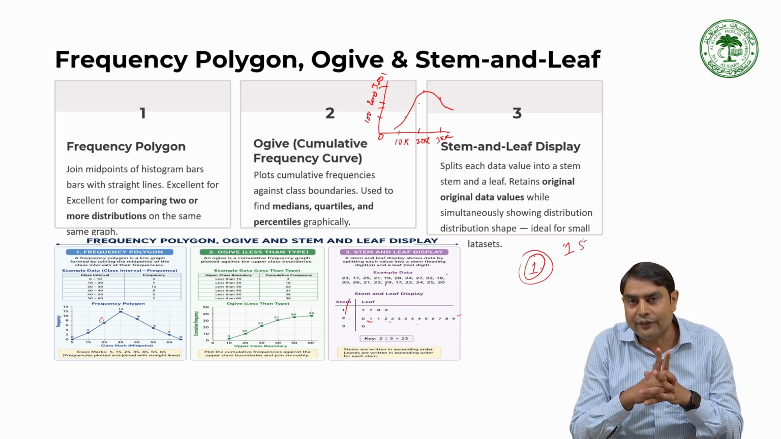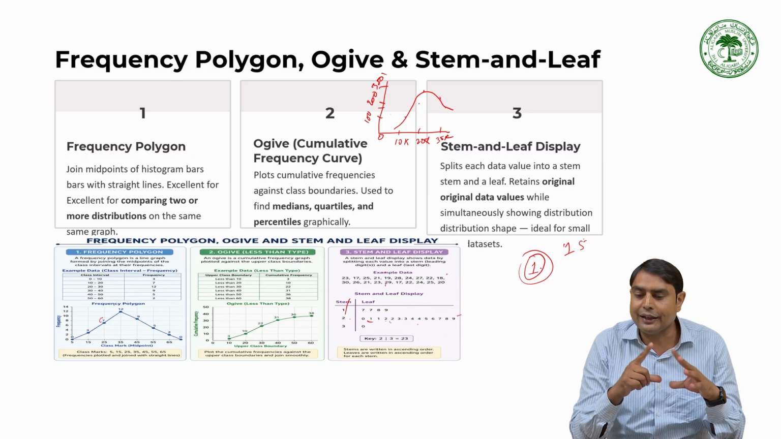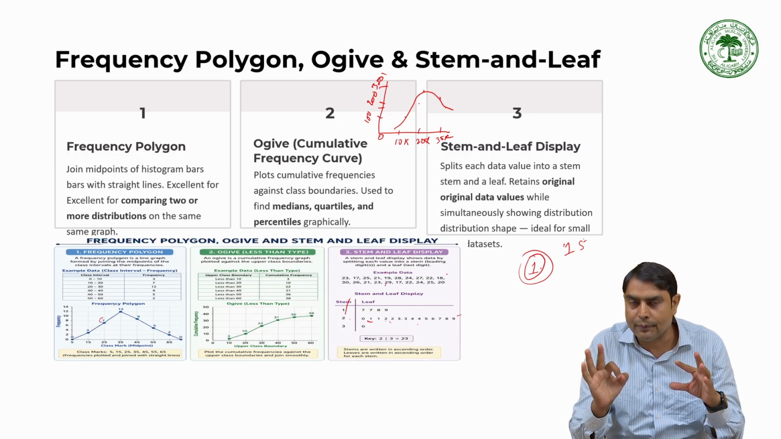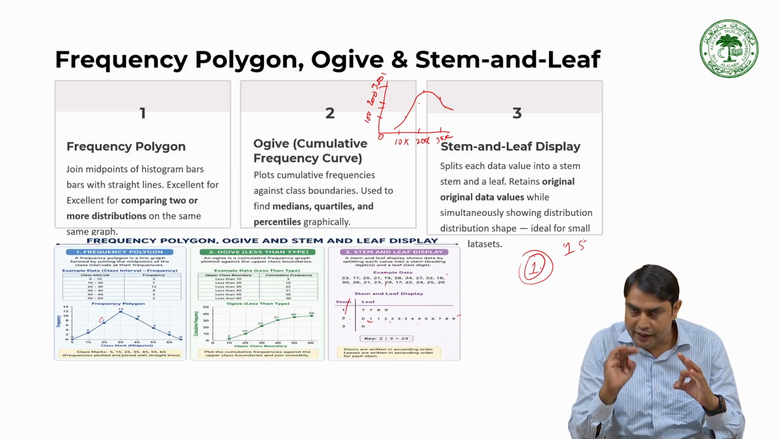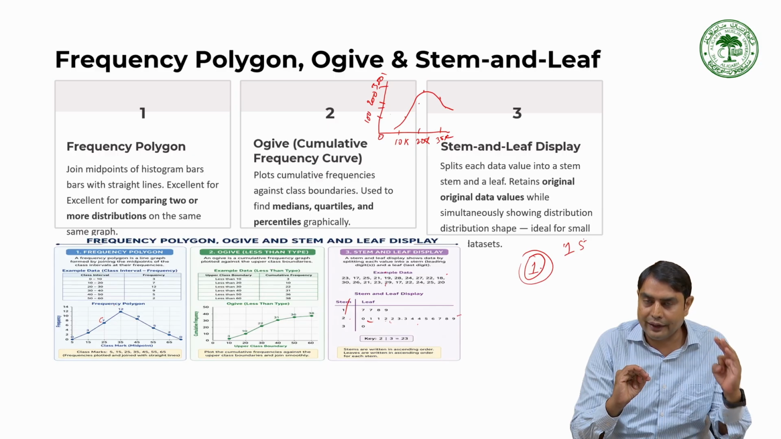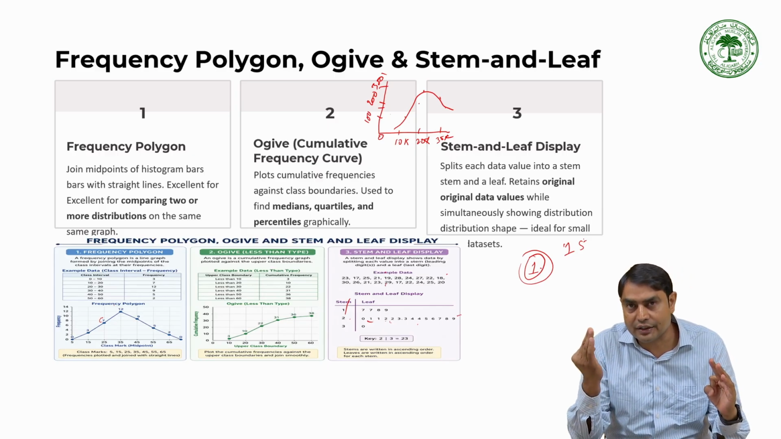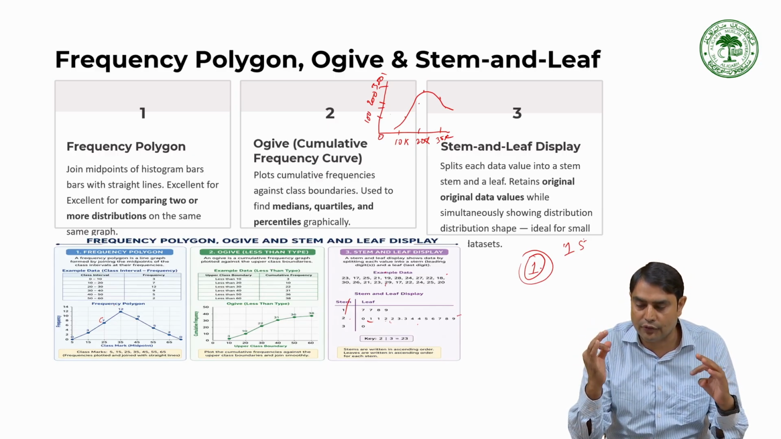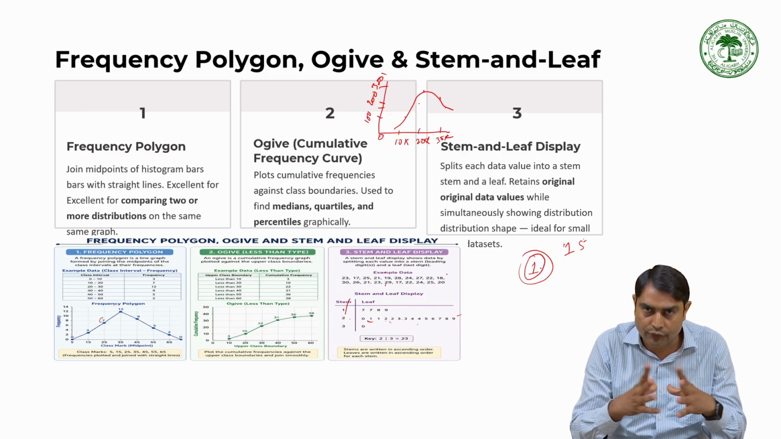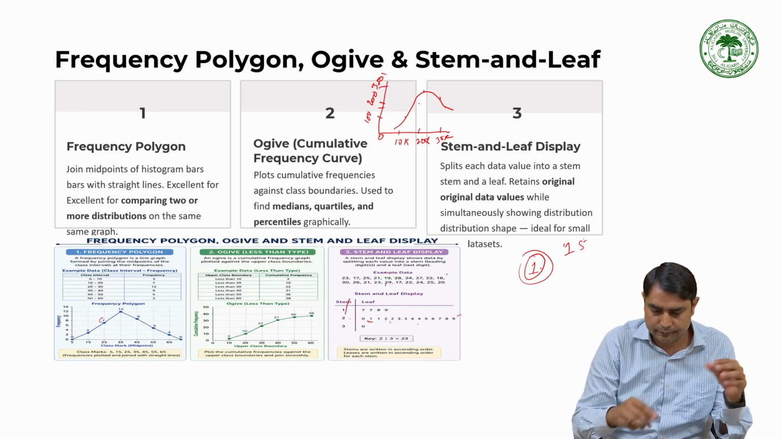So what does stem and leaf display do? It splits each data value into stem and leaf. It retains the original data value while simultaneously showing the distribution shape. It is ideal for small data sets only.